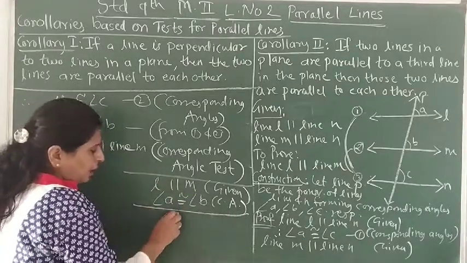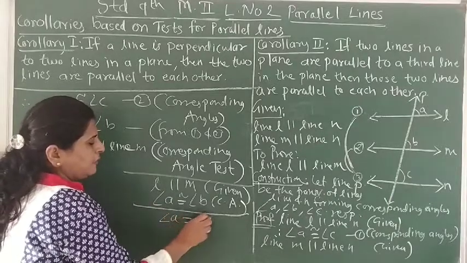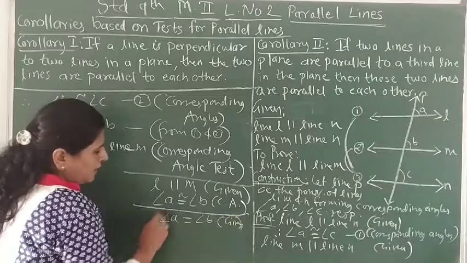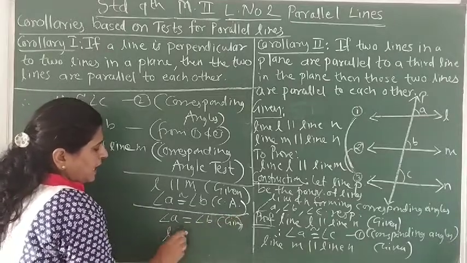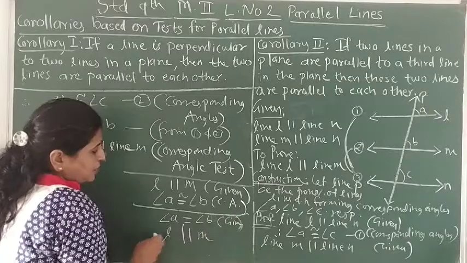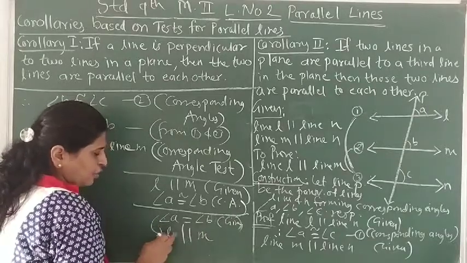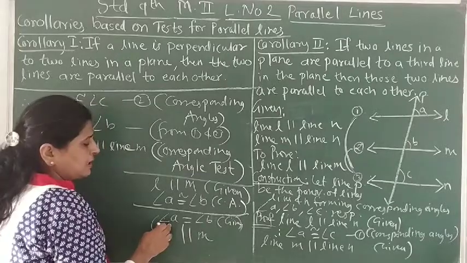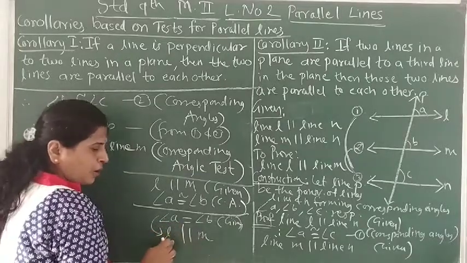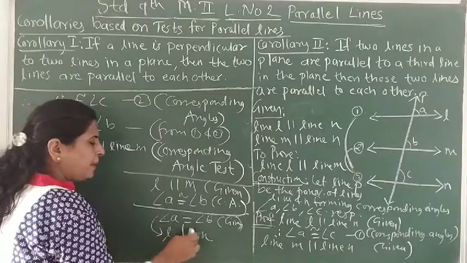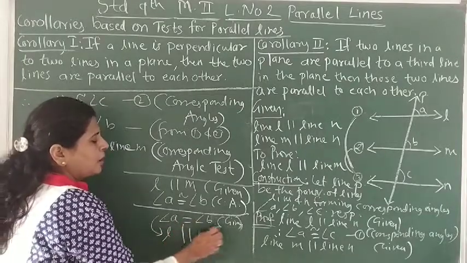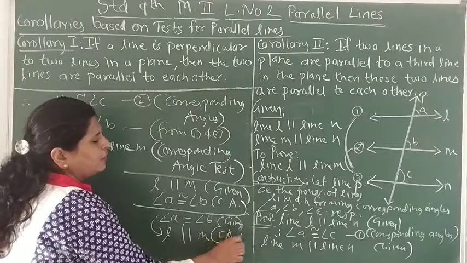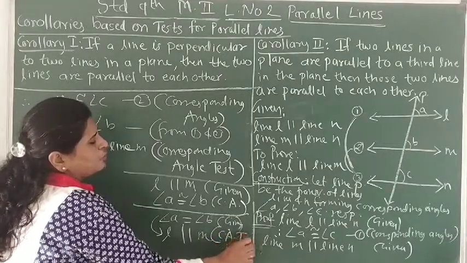But when it is given that corresponding angles A and B are congruent, and then you need to say L is parallel to M, so from the angles, when you want to say the lines are parallel, this is now the test of parallel lines, to check whether they are parallel or not. You are saying these two lines are parallel because the corresponding angles are congruent. Here you need to use the word test with the corresponding angle.